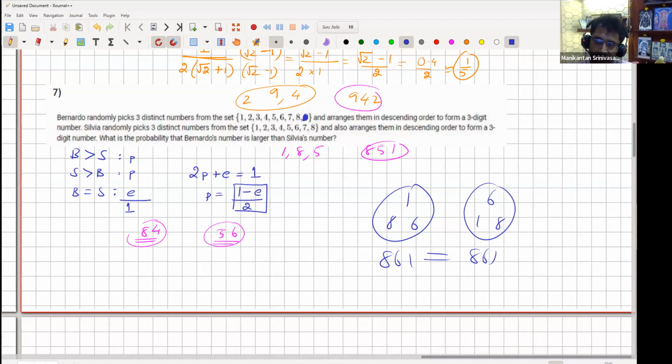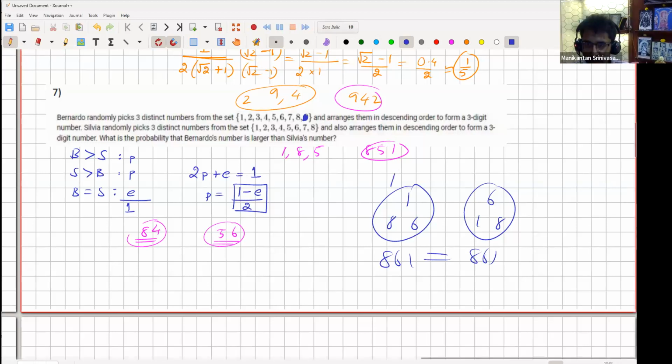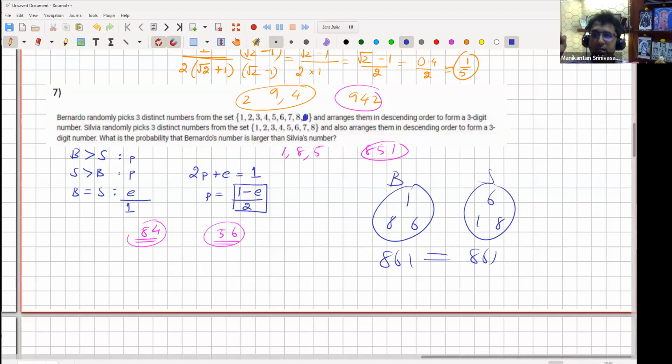What will E be in this case? What is the probability? 1 over 36. Why? Because there's 6 ways to arrange 1, 8, and 6. Okay. First of all, where is arranging coming here? If you pick 1, 8, and 6, both of them are going to generate 861. So whether you pick 1, 8, 6, or 6, 1, 8, the ordering does not even matter, because it's in descending order. He's just putting his hand and picking 3 numbers. This guy is putting his hand too. That is why I drew it within a circle. There's no sense of ordering, right? Random collection of 3. This guy has a random collection of 3. They arrange in descending order.